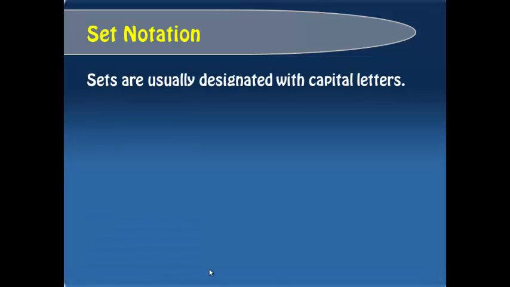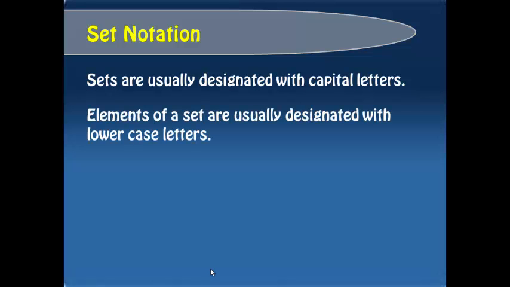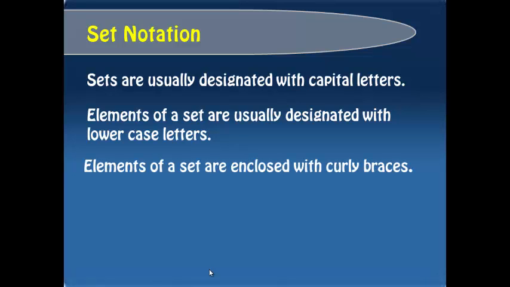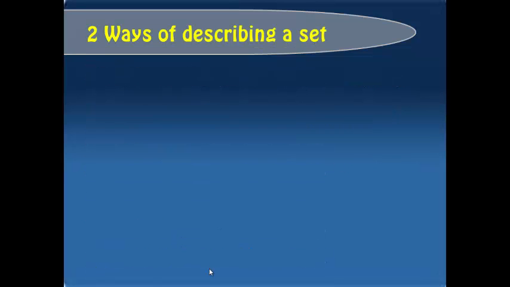We have the set notation. Sets are usually designated with capital letters. Elements of a set are usually designated with lowercase letters. Elements of a set are enclosed with curly braces. There are two ways of describing a set.